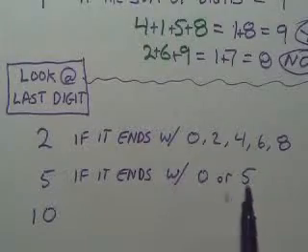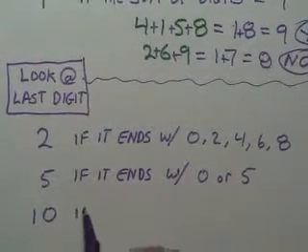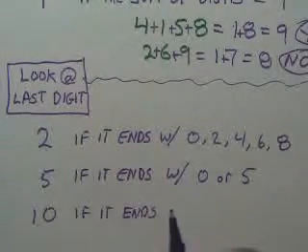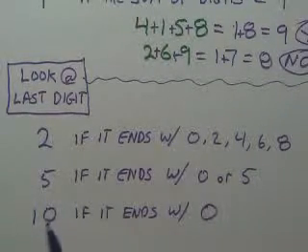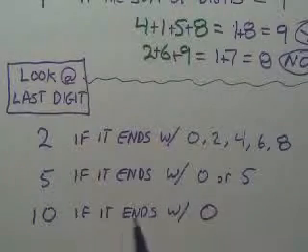If it ends with a 0 or 5, then 5 will go into it. And of course, 10 will go into a number if it ends with a 0. 10 is a factor if it ends with a 0.